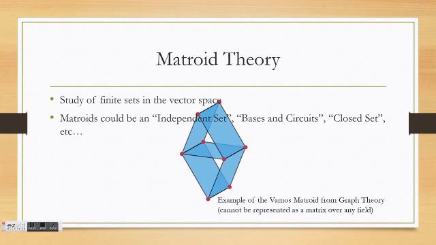Matroid theory. This is the study of finite sets in the vector space. Matroids could be an independent set. They could be bases and circuits, closed sets. They have a lot of names for matroids. A lot of ways you can characterize a matroid. In this example, it's called the Vamos matroid from graph theory, and it cannot be represented as a matrix over any field.